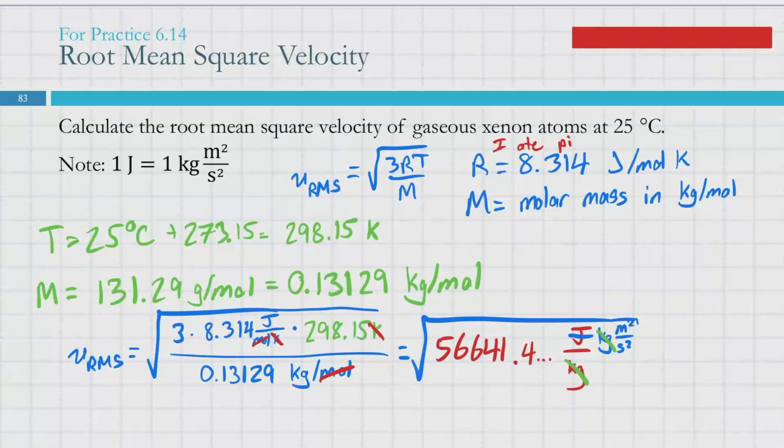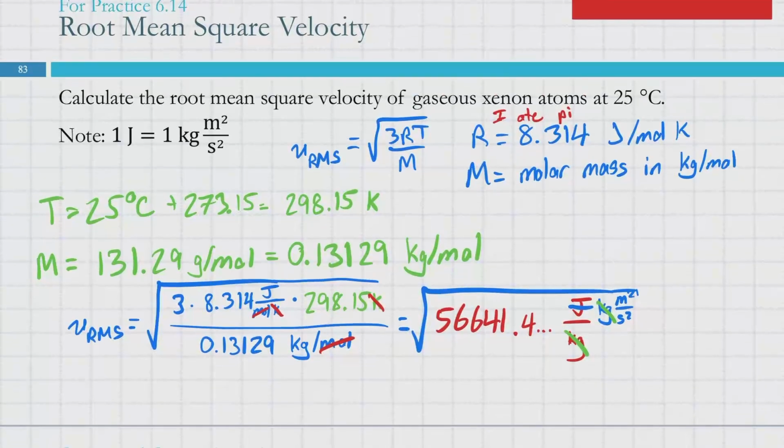Any questions so far? Okay, and then we do the square root function. So we'll square root our answer. The number that we get out is 237.99, which all rounds to 238.